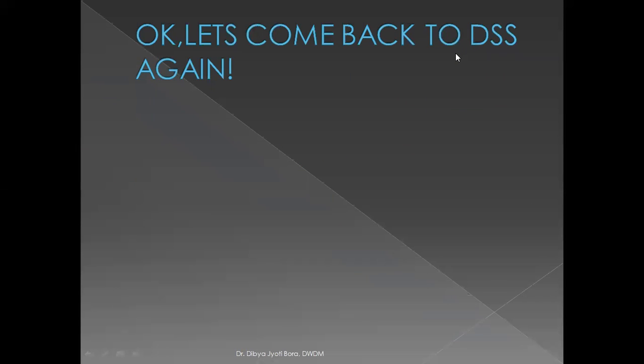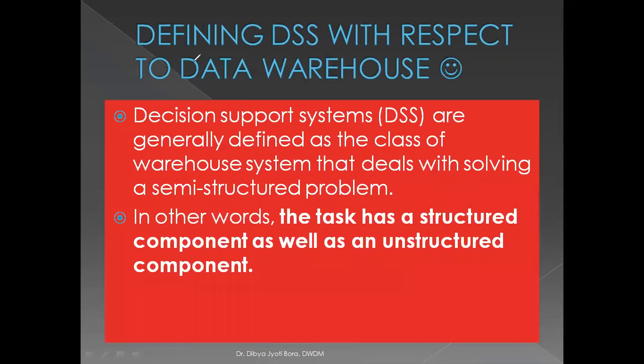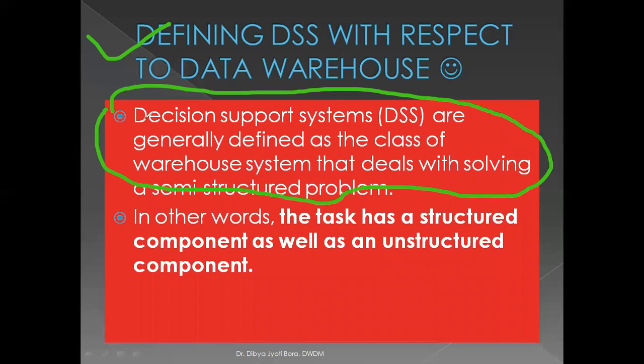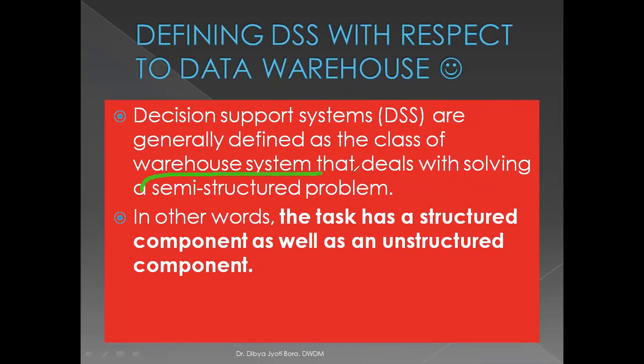Okay, let's come back to DSS again. Now we try to define DSS with respect to data warehouse. DSS are generally defined as a class of warehouse system that deals with solving a semi-structured problem. Semi-structured problem. I mentioned to you earlier about the structured problem and about the unstructured problem. Now semi-structured problem. So DSS are basically defined as a class of warehouse system that deals with solving a semi-structured problem.